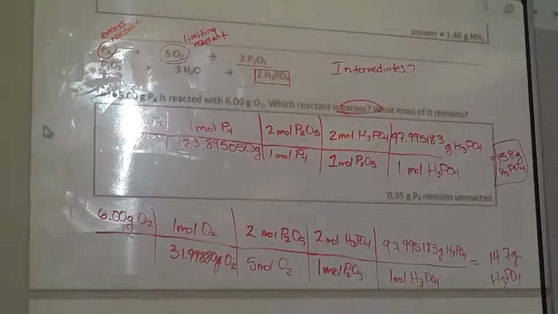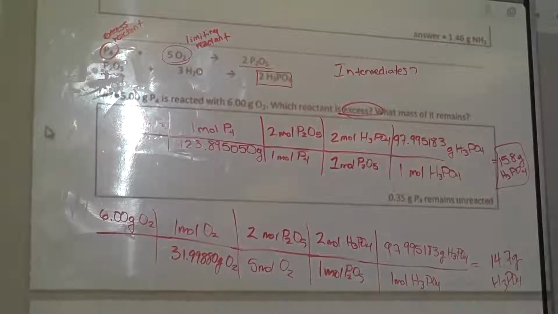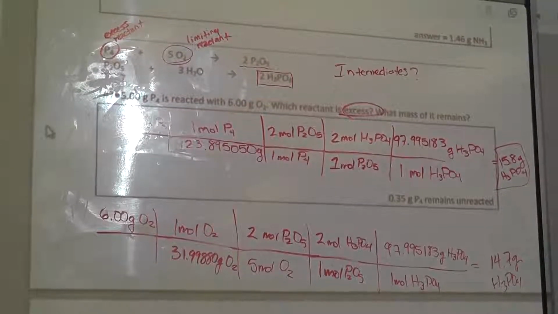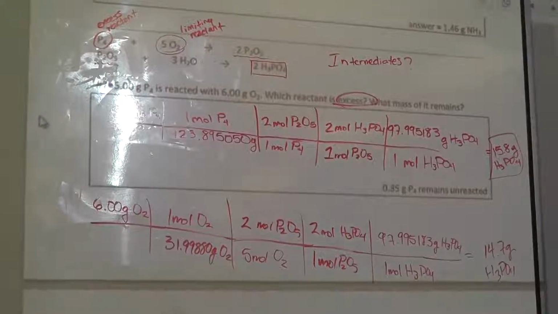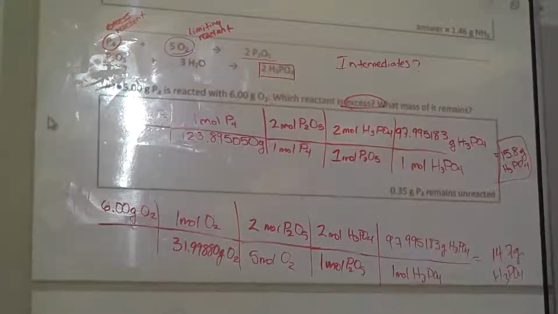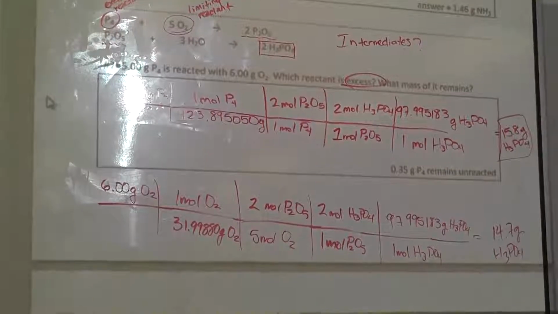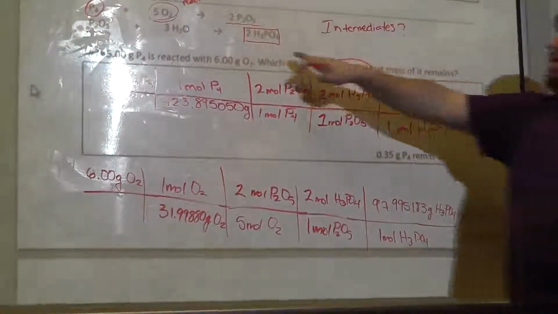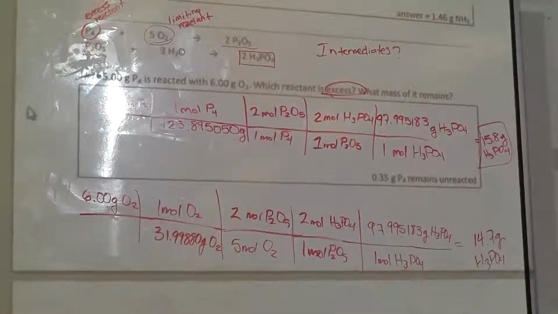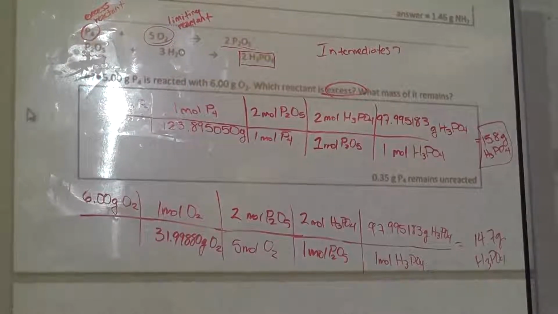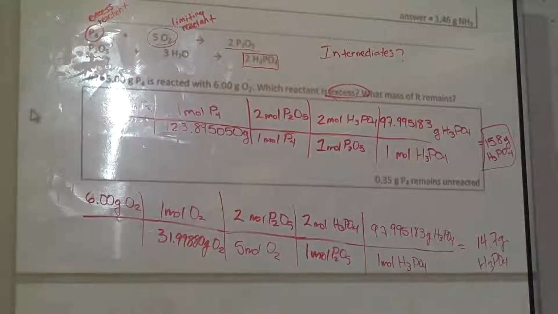So what's going to be here? To get out of grams and into moles, your molar mass, 97.995183. And then your conversion factors are just going to flip. So you want to get out of your phosphoric acid into your intermediate. So 2 moles, instead of being on the top, it's going to be on the bottom. And your 1 mole of P2O5.